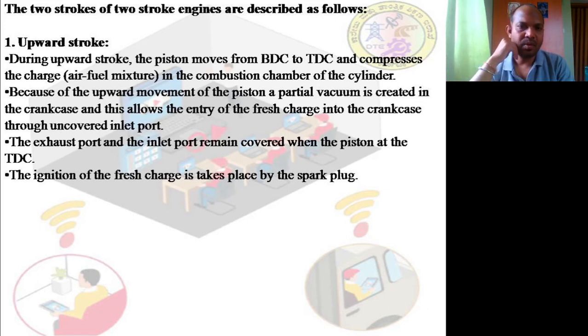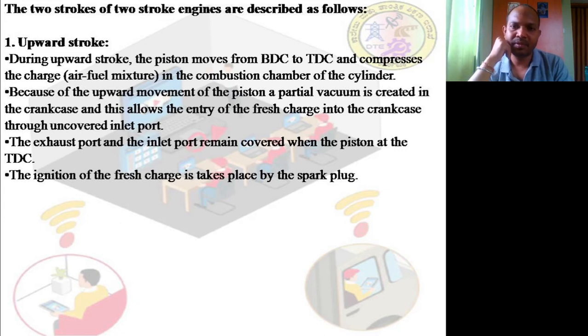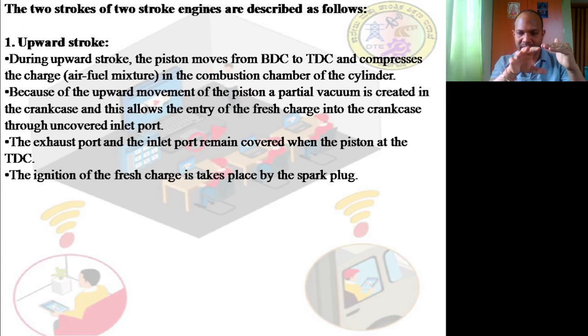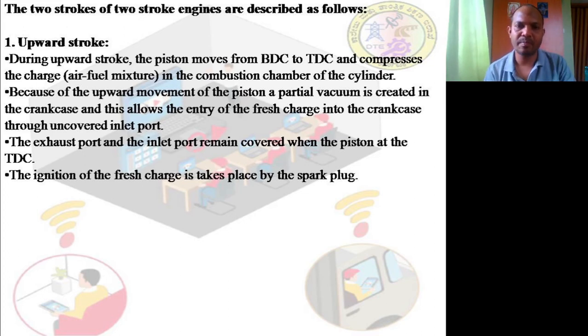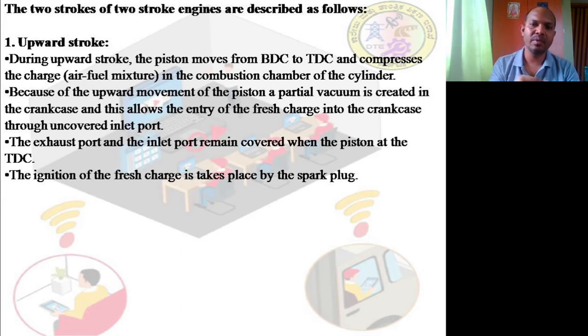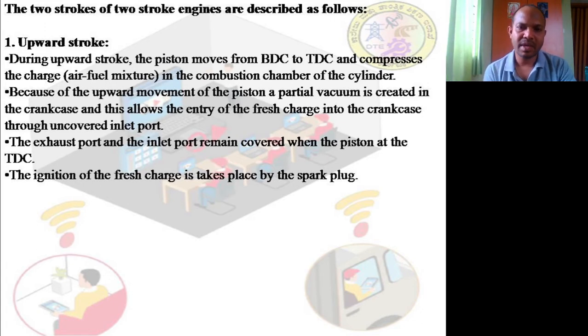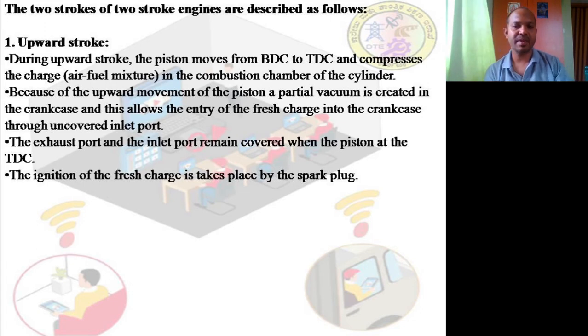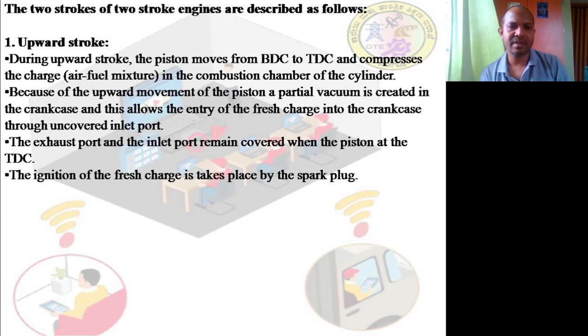Now, because of the upward movement of the piston, a partial vacuum is being created. Since it is moving upwards, what happens? It creates a suction, a vacuum that makes the fresh charge enter into the crankcase. Is that clear? This allows the entry of fresh charge into the crankcase through the uncovered inlet port.